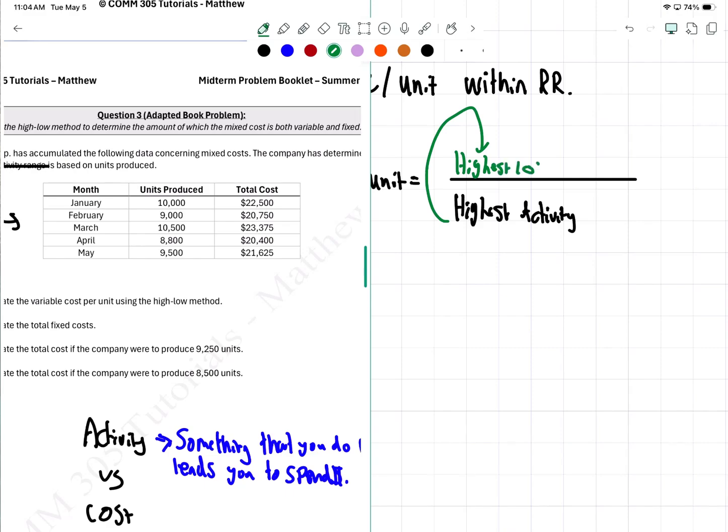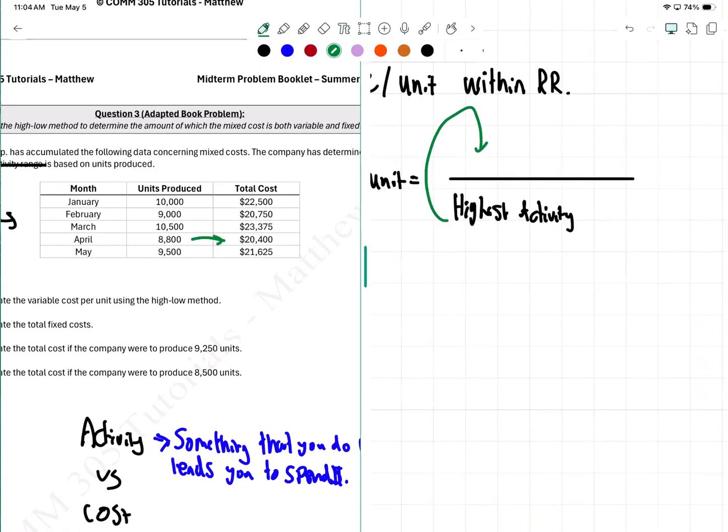But guys, the only reason why I wrote that is for simplification, right? But the reality is, guys, when we're talking about the highest activity, we need the cost that matches that activity, right? Because guys, think about it. Activities and cost have to match. You can't just pick one activity here that matches another cost, right? We have to look at the activity that led to that spending in the same time period, right? Everything has to relate, right?